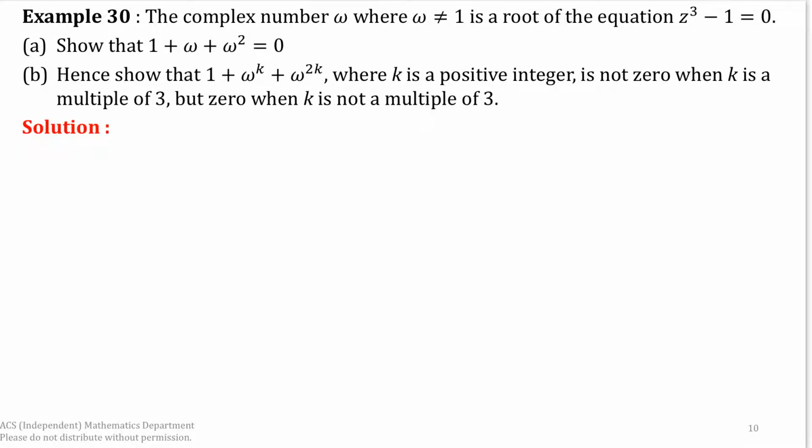Okay, so the complex number omega, where omega is not equal to 1, is a root of this equation, z cubed minus 1 equal to 0. Part A, show that 1 plus omega plus omega square is equal to 0.